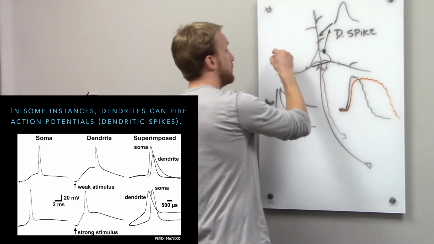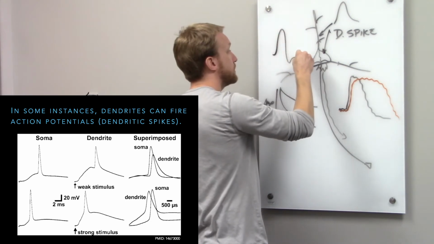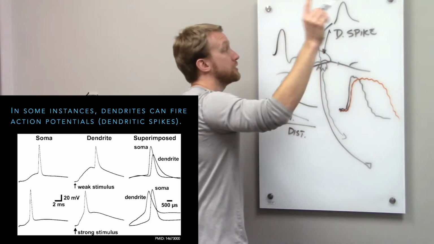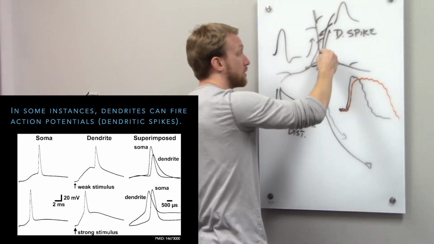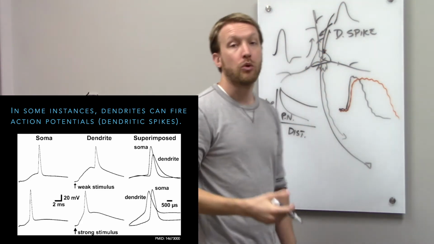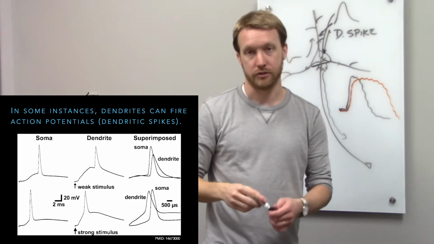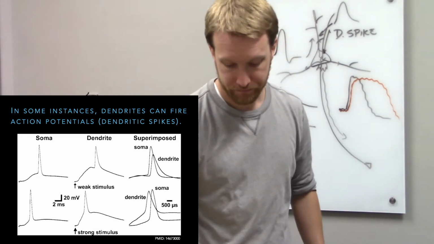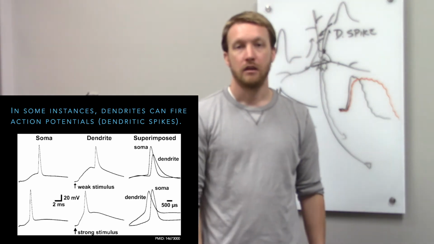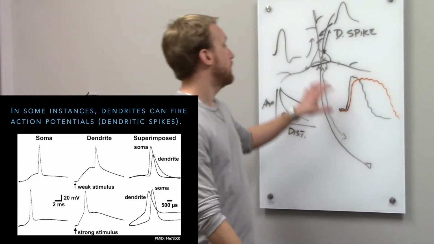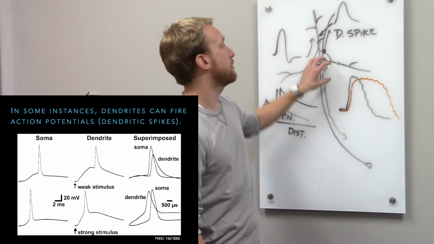So with weak input, we get a somatic action potential that backpropagates. With very strong input, we get a dendritic action potential that forward propagates to cause more immediate firing of action potentials in that neuron. So we can initiate action potentials in the dendrites. They're not just a function of action potentials generated here backpropagating.